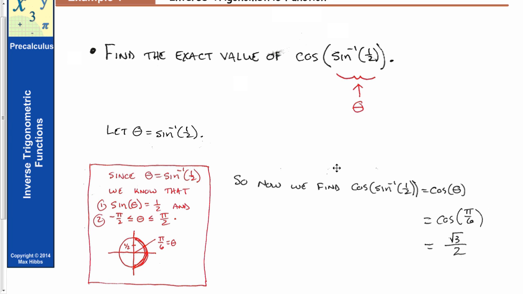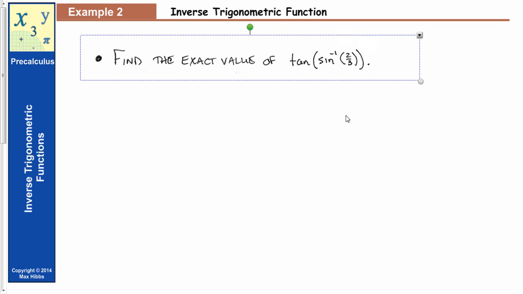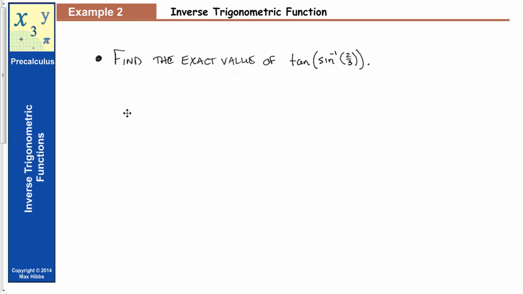But in example 2, we won't be in that position. We won't be able to actually do the calculation and determine the value of theta. Well, in example 2 here, we're to find the exact value of the tangent of the inverse sine of 2/3. Well, we're in the same position. Remember, an inverse sine really is an angle. And so I'm going to replace inverse sine of 2/3 by the name theta.